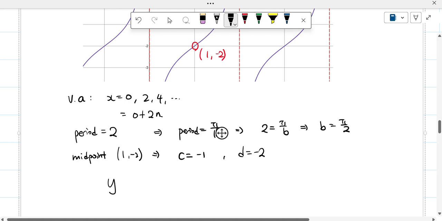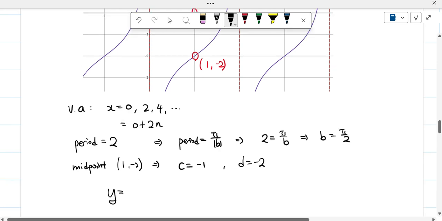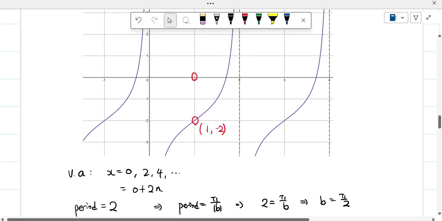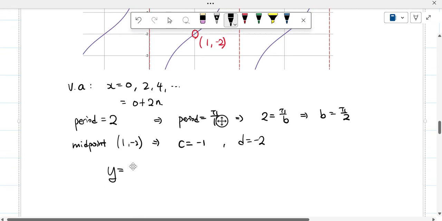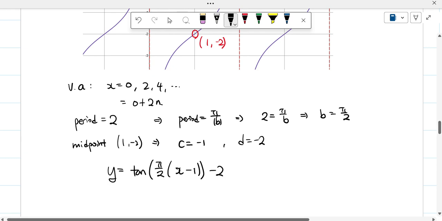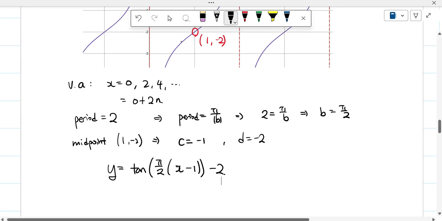Putting it all together, I think we have an equation, y equals tangent. And finally, this graph seems like it's going upwards, so I think the a value would be positive. So that will be y equals tangent of pi over 2 times, open bracket, x minus 1, close, minus 2. Once again, let's check the answer by plugging into Desmos, to see if you get the same graph.